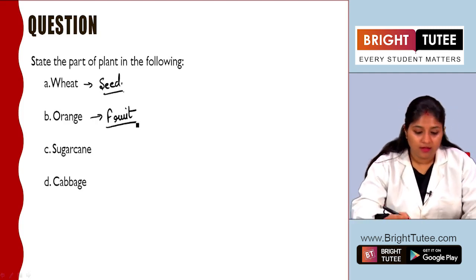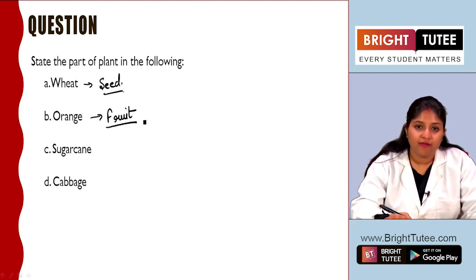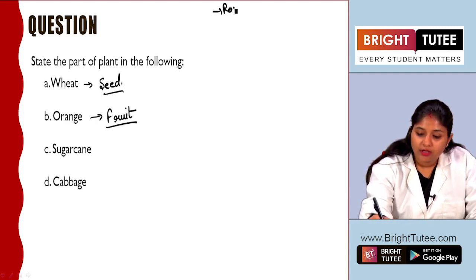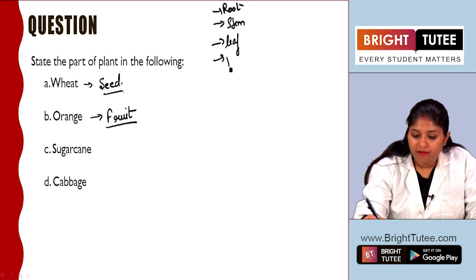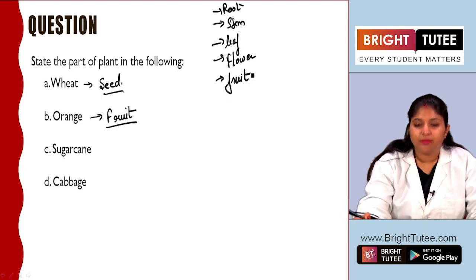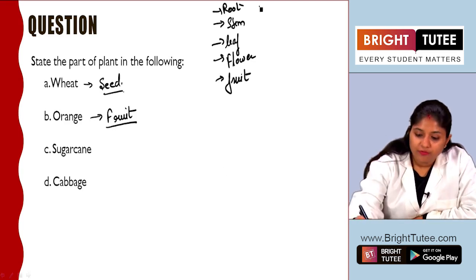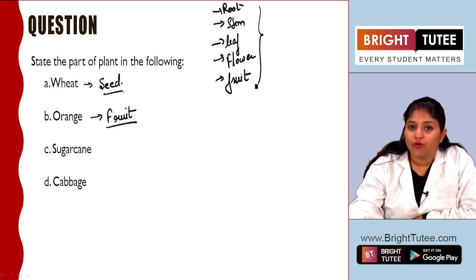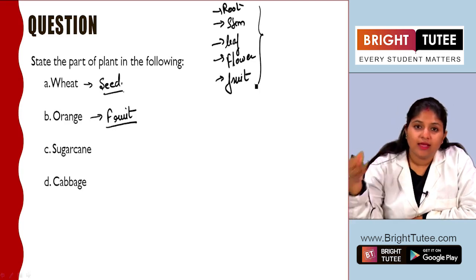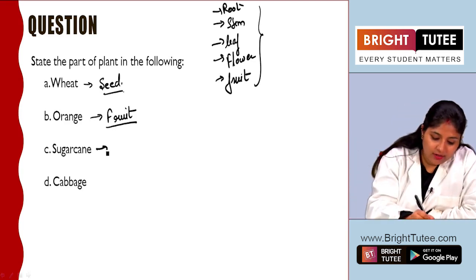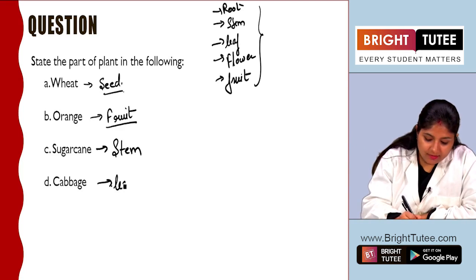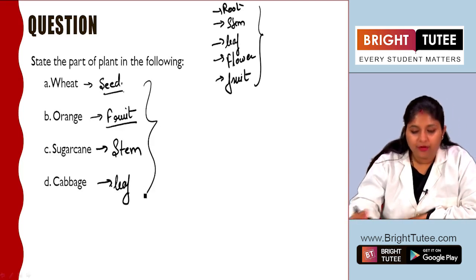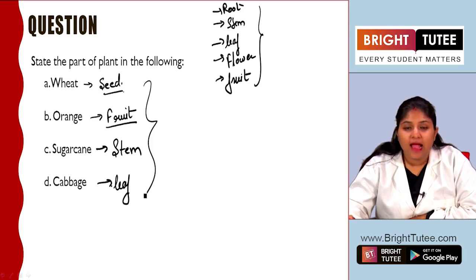We have five main parts of the plant: the root, the stem, the leaf, the flower, and the fruit. Out of these, one, and sometimes two or three, are utilized as food products. Sugarcane is a stem. Cabbage is a leaf. So we see that these are the different parts of the plant that are utilized as food.